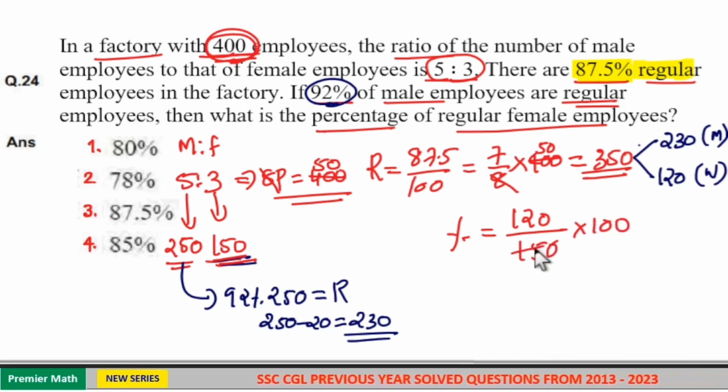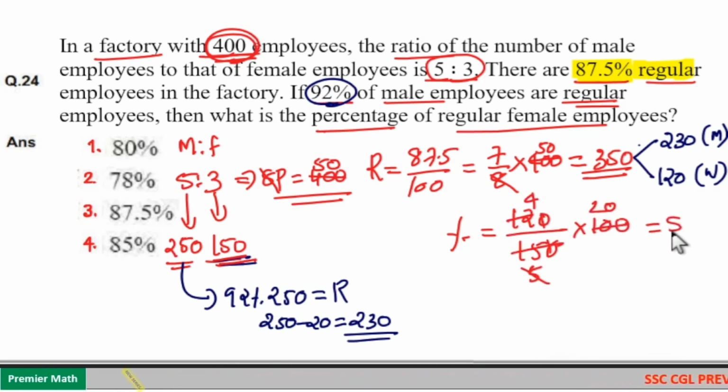Here 3 goes 5 times in 15, 3 goes 4 times in 12. Now 5 goes 20 times in 100. So 4 into 20 is 80 percentage. So option 1 is your answer. 80 percentage of female employees are regular.